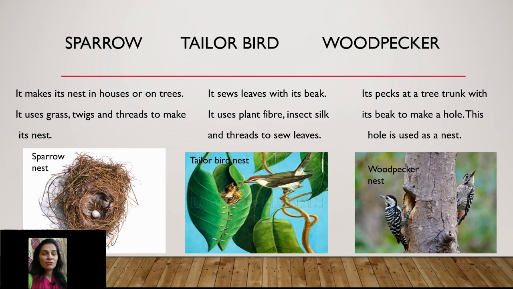Woodpecker. It pecks at a tree trunk with its beak to make a hole. This hole is used as a nest. As you can see in the picture, the woodpecker makes the nest in the tree trunk. They dig the tree trunk, eat insects and live in that hole. That is the nest also. Different types of birds make different types of nests.